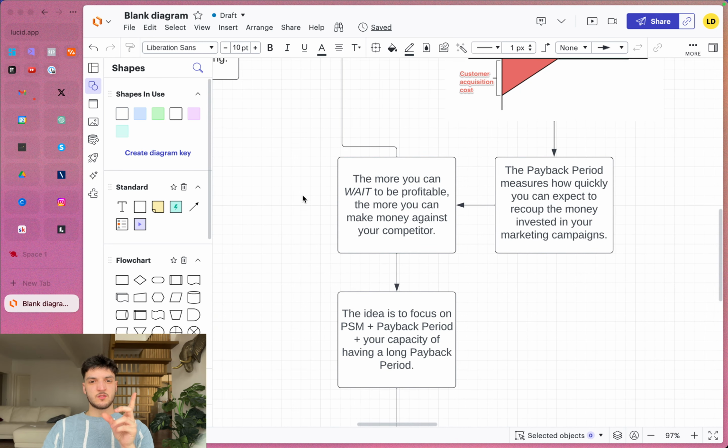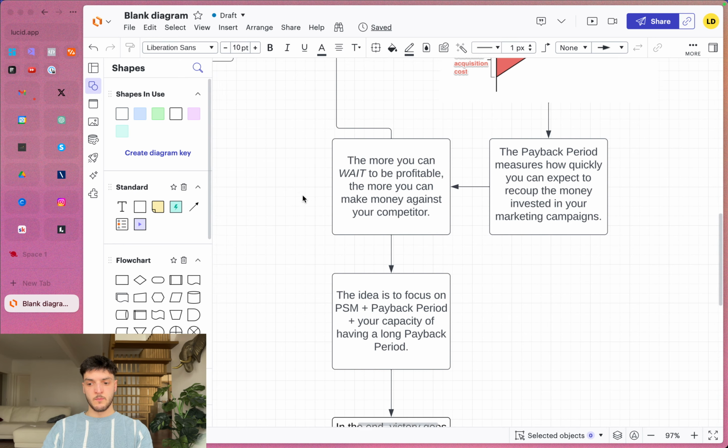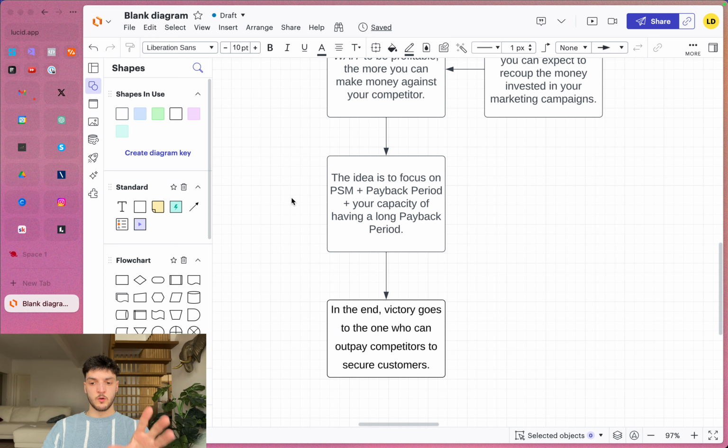So the longer you can wait to be profitable, that's what I was saying, the more you can make money against your competitor. And so the idea is actually to focus on the PSM plus the payback period, plus your capacity of having a long payback period. Because still, let's say your competitors all understand this data. Okay, they all look at the PSM, they all look at the payback period. Then the winner will actually be the one with the longest payback period capacity. So how long they can wait.